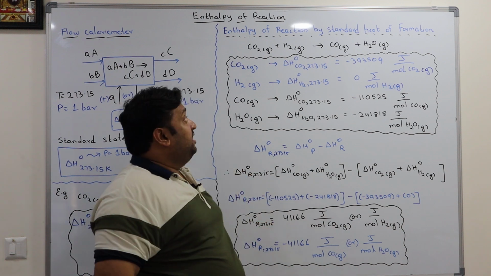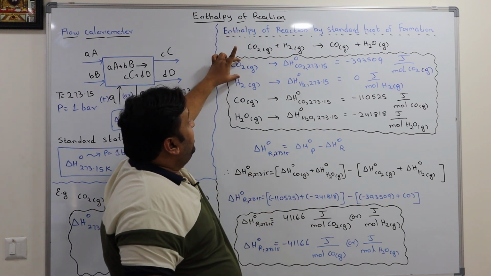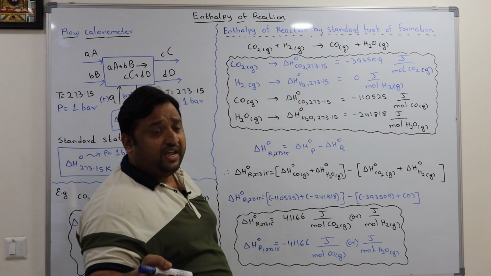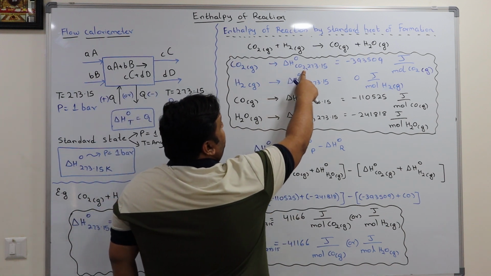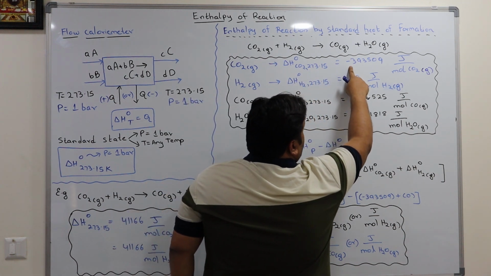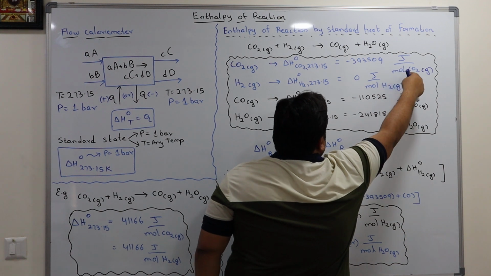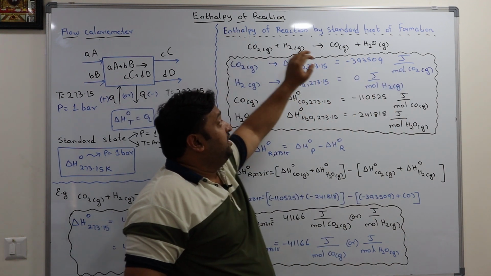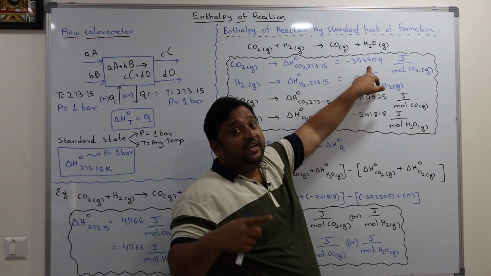For example, heat of formation of carbon dioxide gas, that means C plus O2 gives rise to CO2. From that reaction, the enthalpy of formation of CO2 gas at 273 Kelvin is minus 393509 joule per mole of CO2. To form CO2, this much amount of energy is released.